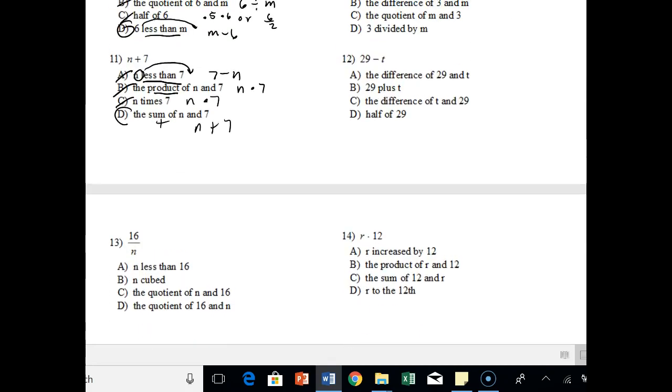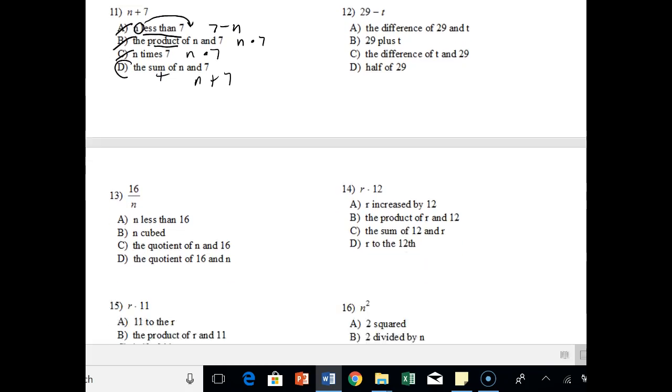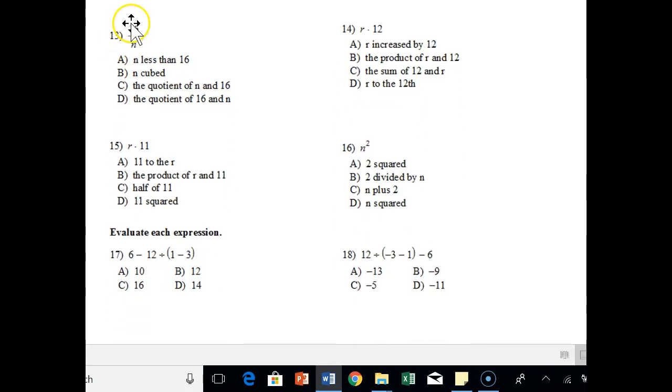So notice how, again, I've shown all my work for problem number 9 and 11. I will not accept your homework if you have just circled an answer for these problems. Number 13, 16 divided by n, or 16 over n. So n less than 16, again, take that n, put it on the other side, 16 minus n. That's not it. N cubed. Cubed, remember, is just n to the third. So, nope, that's not it. The quotient of n and 16, n divided by 16, or n over 16.